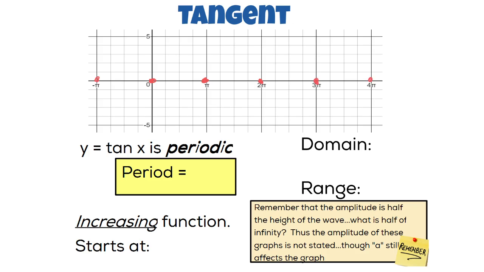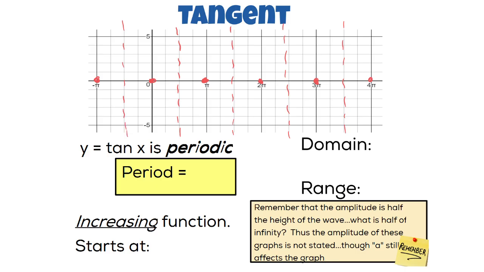Now, it is undefined when you're straight up and down, at pi over 2 and at 3 pi over 2, and then as you wrap around the unit circle, every time you're straight up or straight down. So undefined indicates that it is an asymptote.